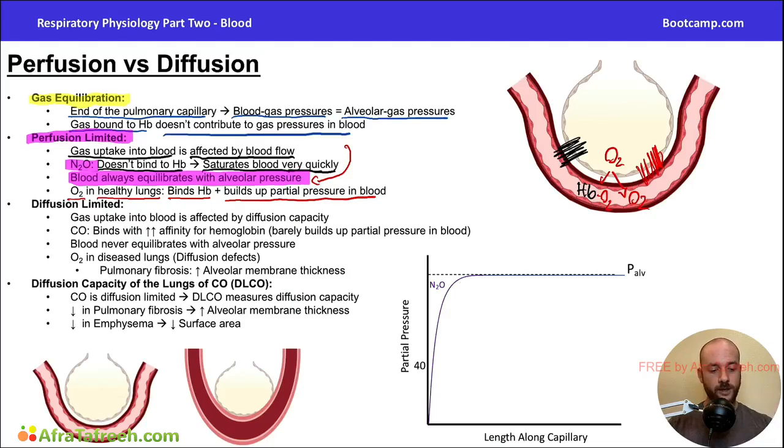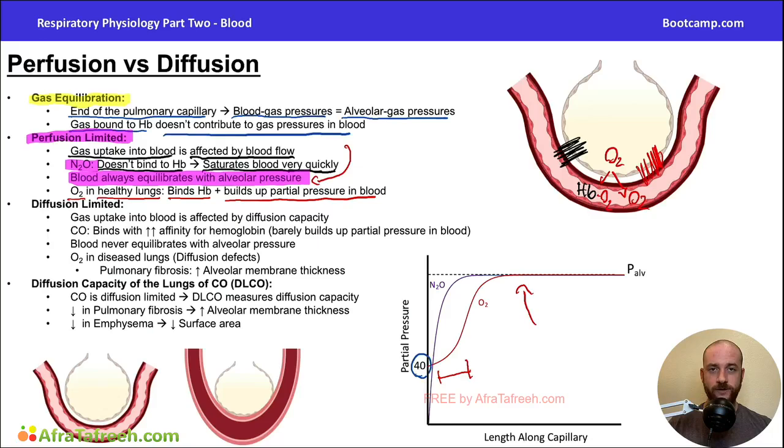And so if we just take a look at the oxygen curve on our graph here, we can see that the oxygen is coming in from the venous system at 40 millimeters of mercury. And so like nitrous oxide, we can see that oxygen eventually does reach equilibration with the alveolar pressures. However, this process takes longer than nitrous oxide, and that's because the oxygen that's being bound to hemoglobin is delaying the speed at which we're building up partial pressure in the blood, and so it's going to take longer to build up the same partial pressure in the blood as the alveoli.